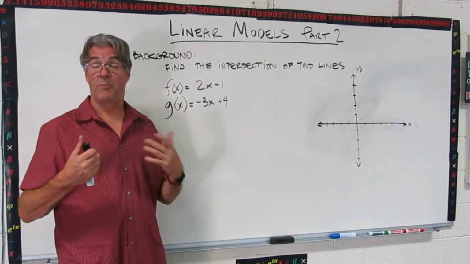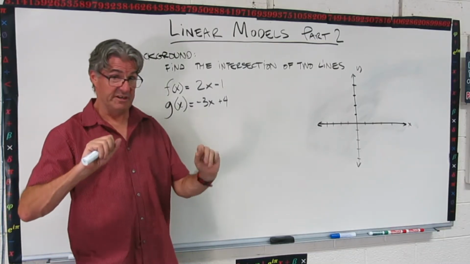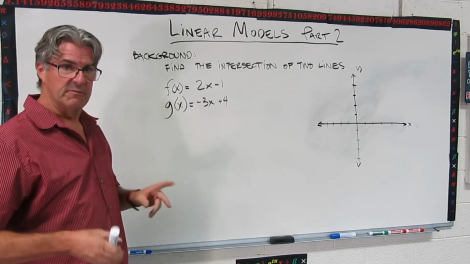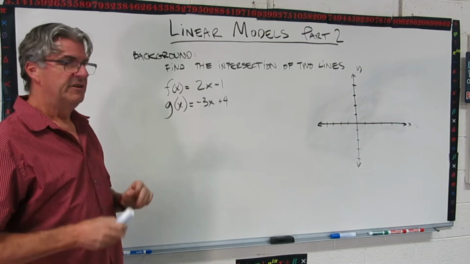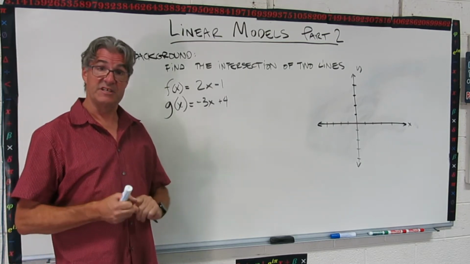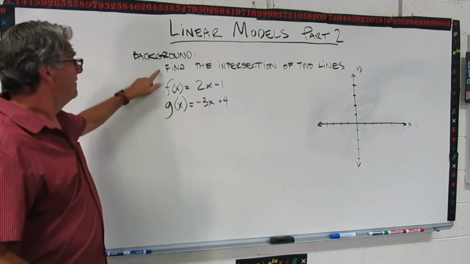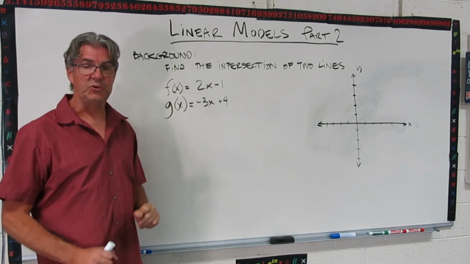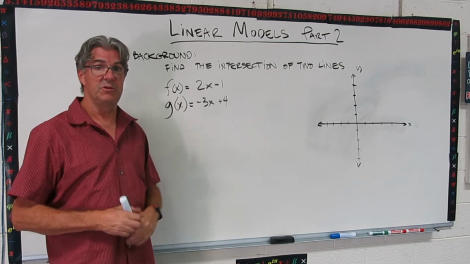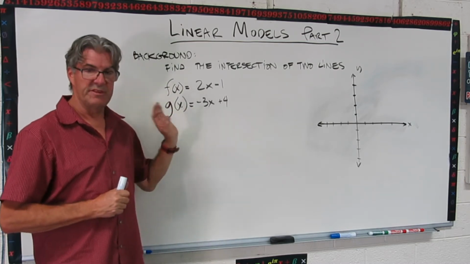Okay, let's do part 2 of our little series on linear modeling. Before we get into that, we need to do a little bit of background. You probably did this before, but this will be a quick review of the idea in a very simple problem: finding the intersection of two lines. This will come into play in the word problems that we're going to do, but right now we're just going to do it with the math.